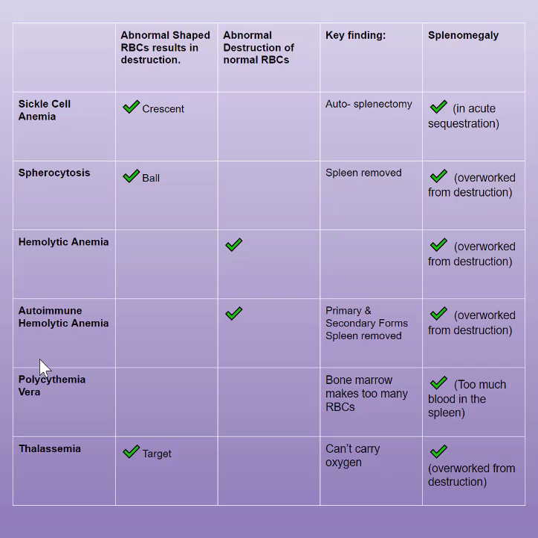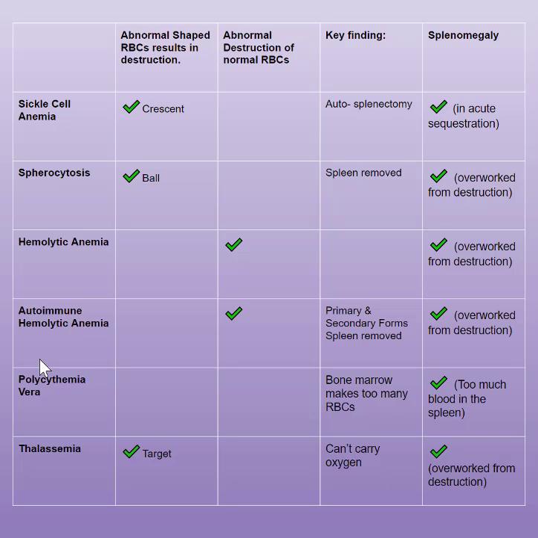In the anemias, we have normal shaped red blood cells, but the body is destroying them abnormally fast. In polycythemia vera, we have too many red blood cells, and the body doesn't know what to do with it because the blood is too thick. Again, we're going to see splenomegaly in all of these patients, mostly because the spleen is being overworked.